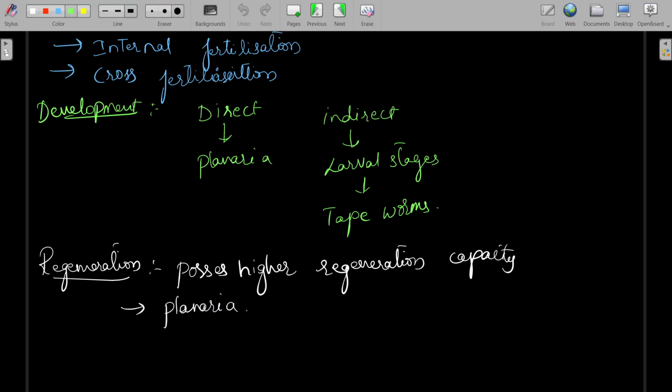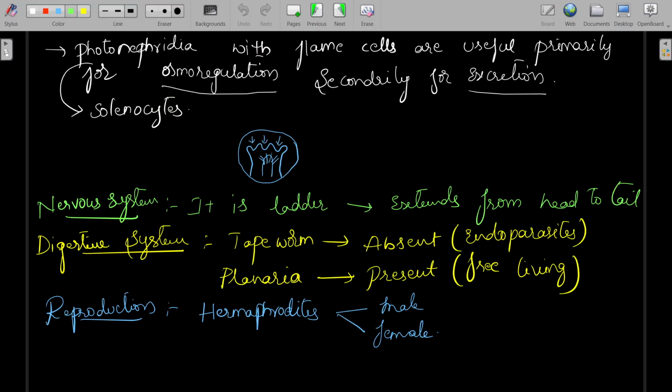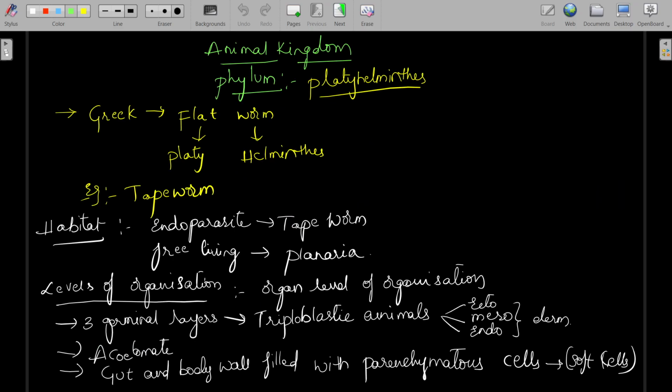So these are the examples in Turbellaria, Trematoda and Cestoda. This is about the classification and general characteristics of platyhelminths. In the next class, we will discuss Aschelminthes or Nematoda.